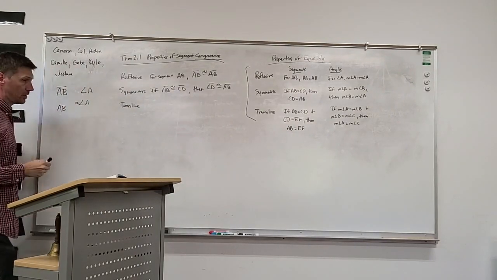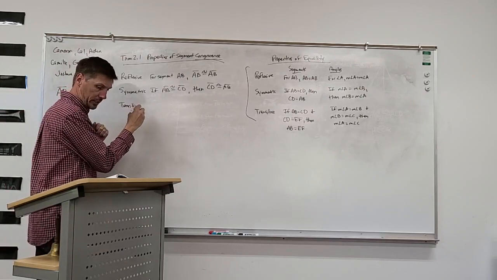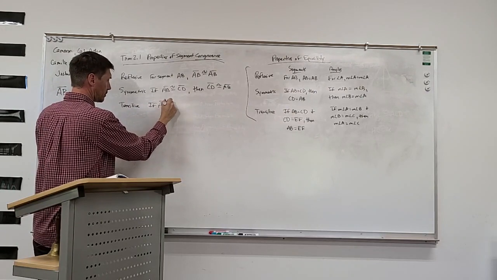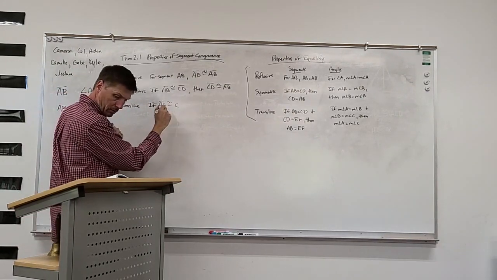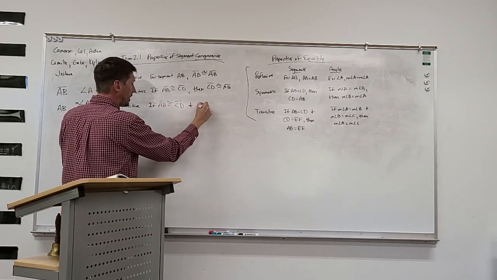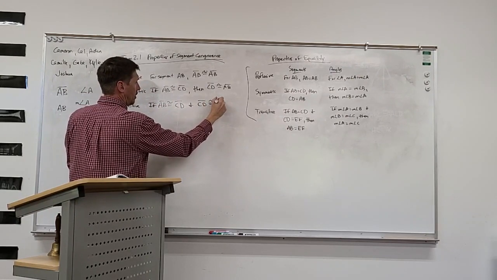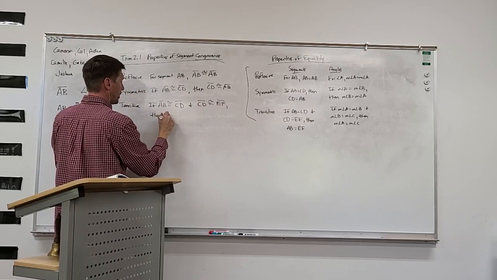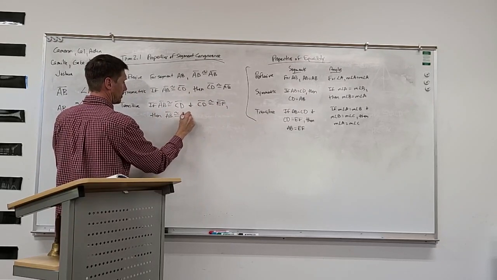So the transitive version of this, when we're talking about segment congruency, is if AB is congruent with CD and CD is congruent with EF, then we can also say AB is congruent with EF.